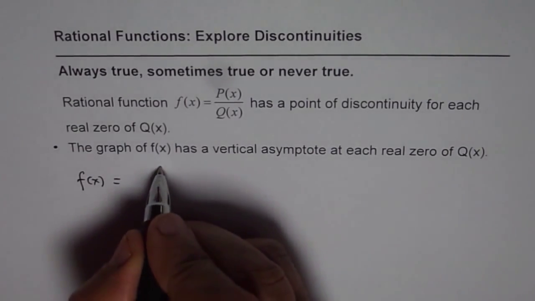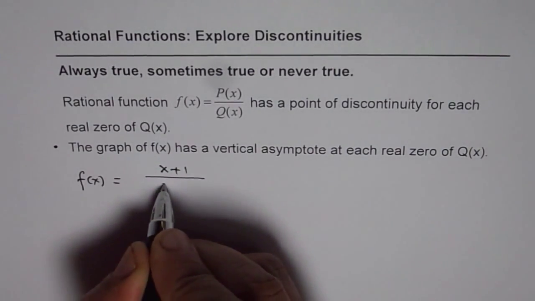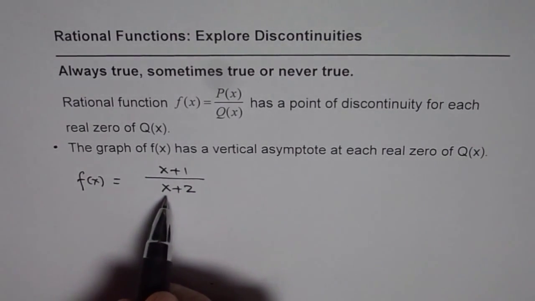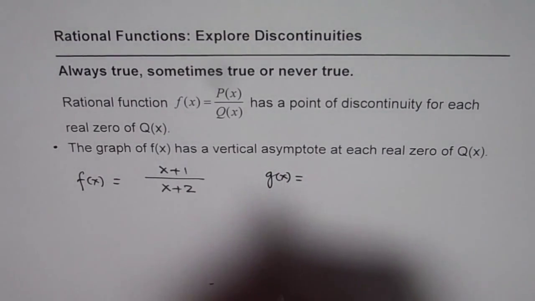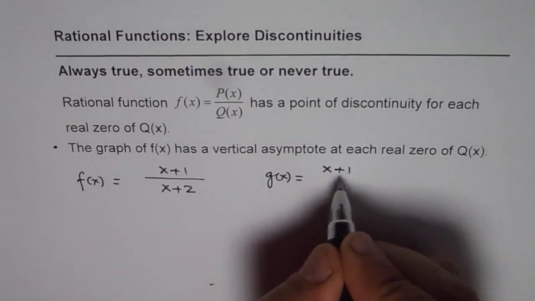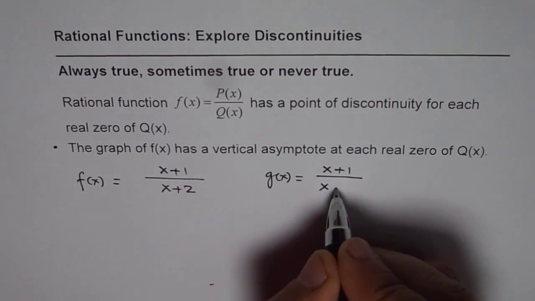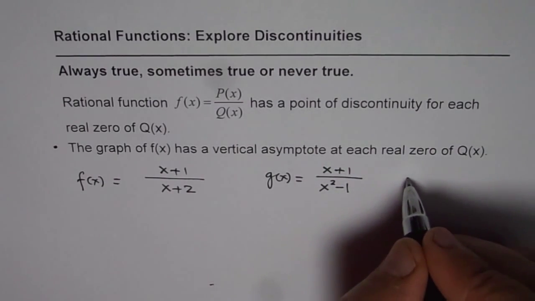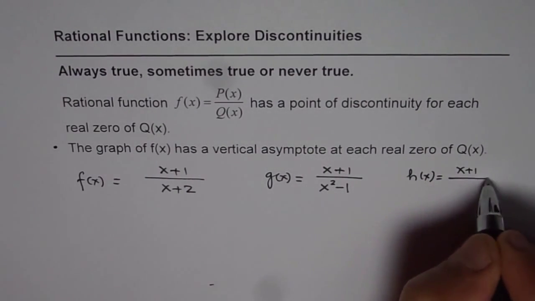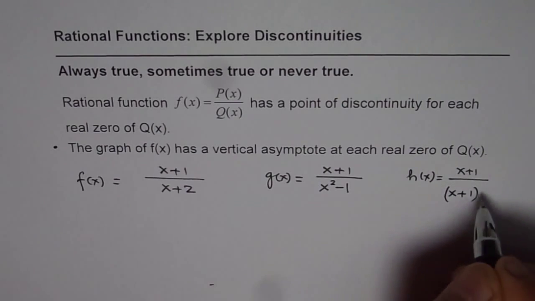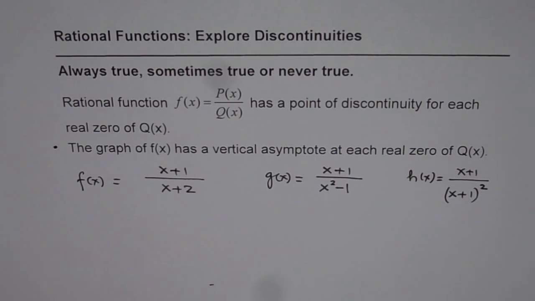So we can say a function is, let us say, f of x equals x plus 1 over x plus 2. We have a discontinuity at x equals minus 2. We can have g of x equal to x plus 1 over x squared minus 1. We can have a function h of x as x plus 1 over x plus 1 whole squared. Now I'd like you to think about these three functions and then provide an answer. That is going to help.